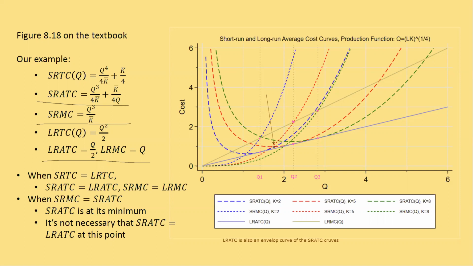And here there is another point that is over here. So if we draw an envelope curve of all the short run ATCs, the long run ATC is what we get out of this.